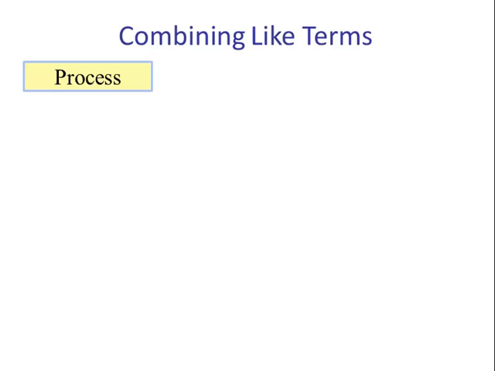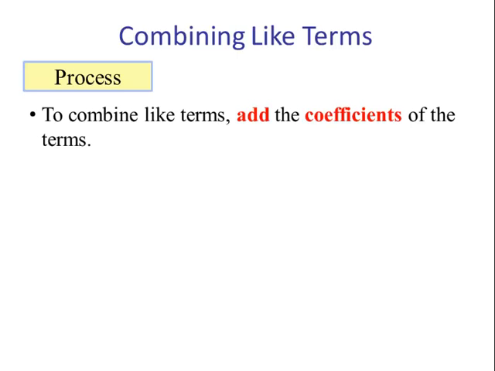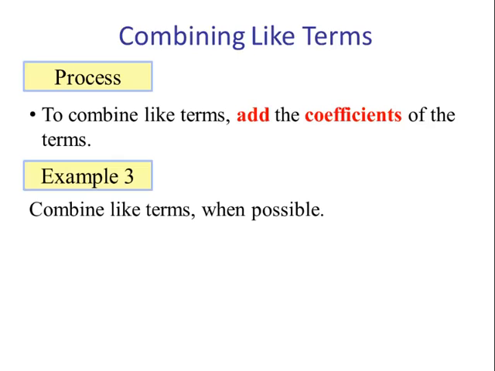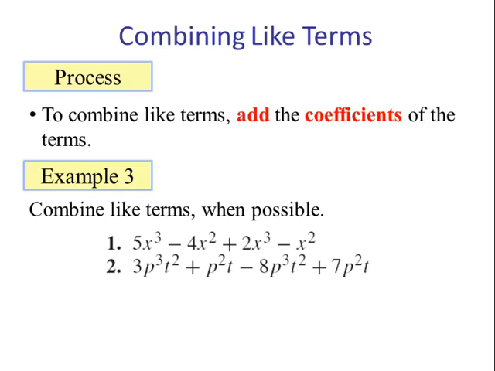Combining like terms. Process: to combine like terms, we add the coefficients of the terms. Let's look at an example. Combine like terms when possible. Number 1, 5x cubed minus 4x squared plus 2x cubed minus x squared. Number 2, 3p to the third t squared plus p squared t minus p cubed t squared plus 7p squared t.